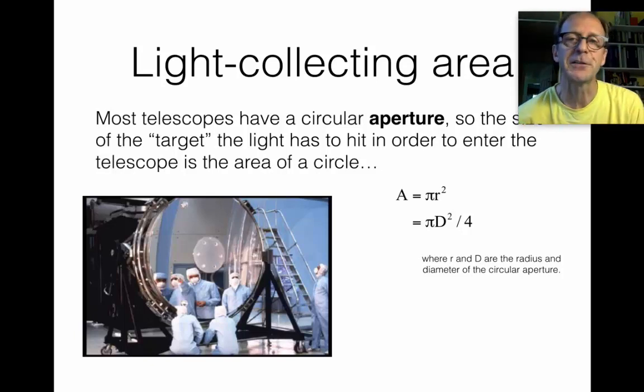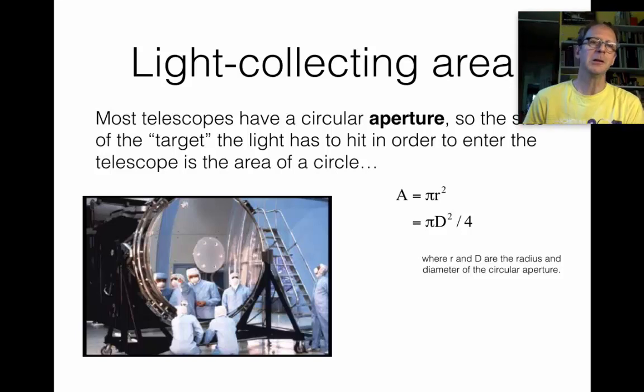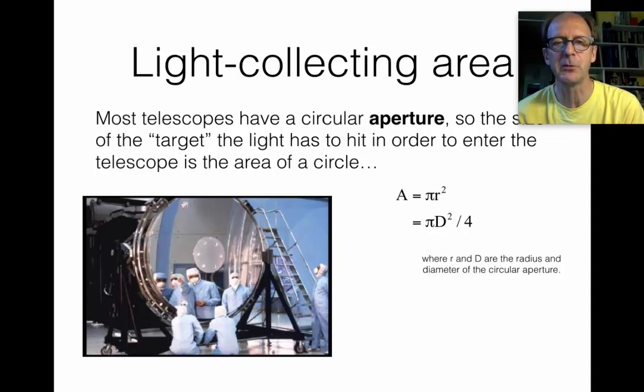Most telescopes have a circular aperture, so the size of the target, the bucket, if you will, that the light has to hit in order to enter the telescope is the area of a circle. Area of a circle is pi r squared, or if you write it in terms of the diameter, pi times the diameter squared over 4.